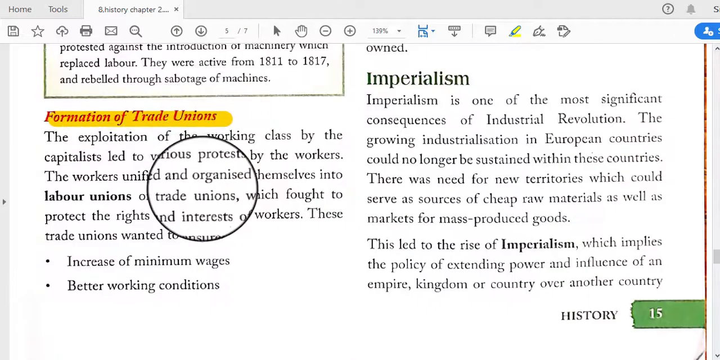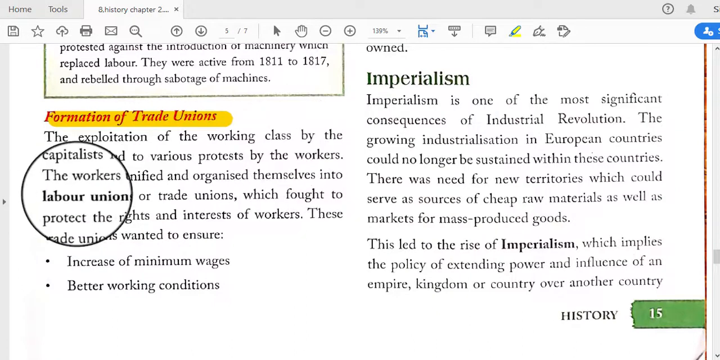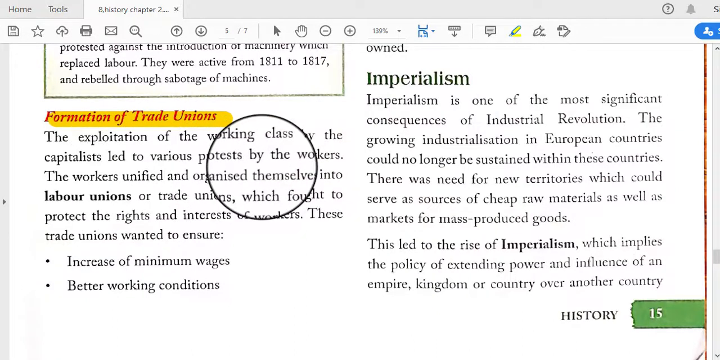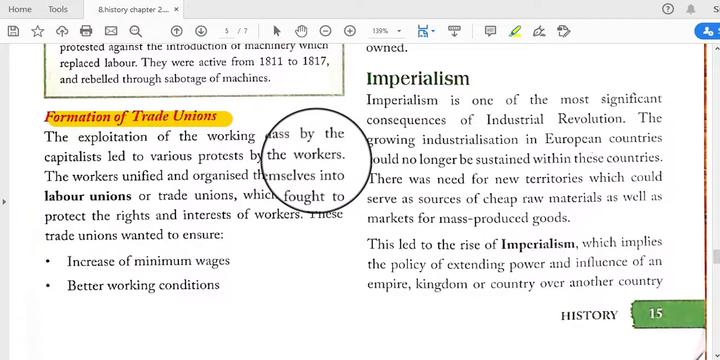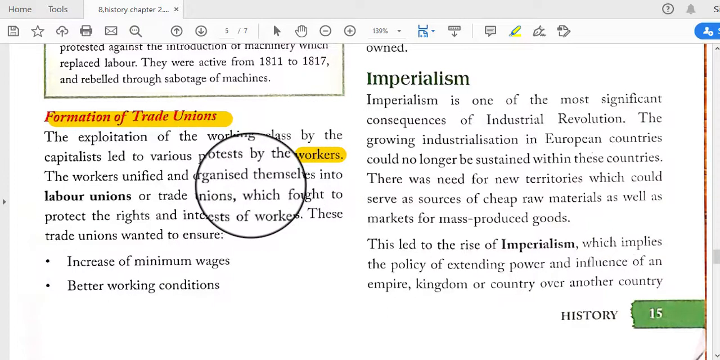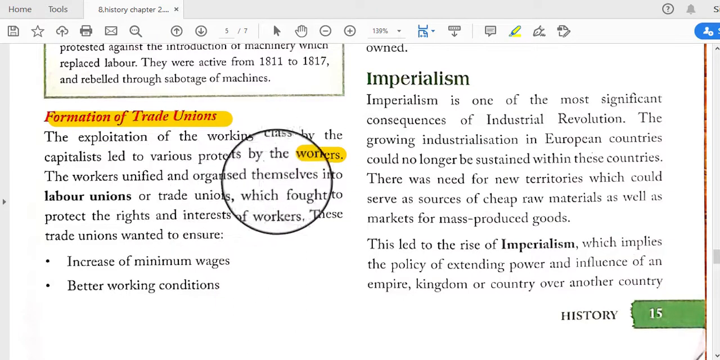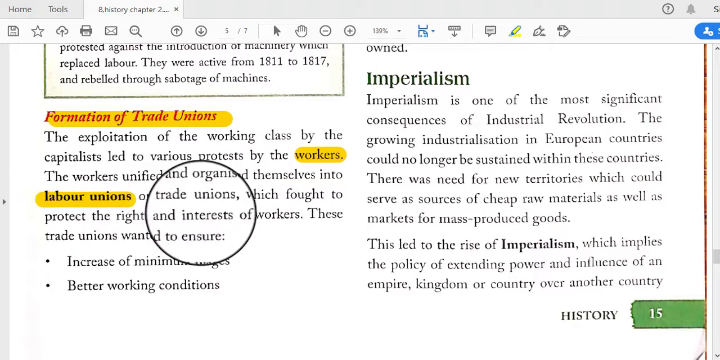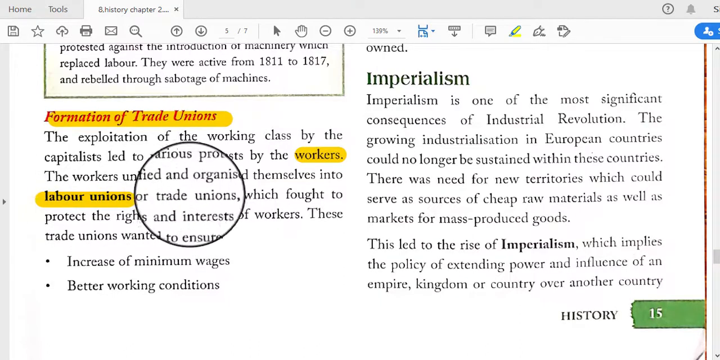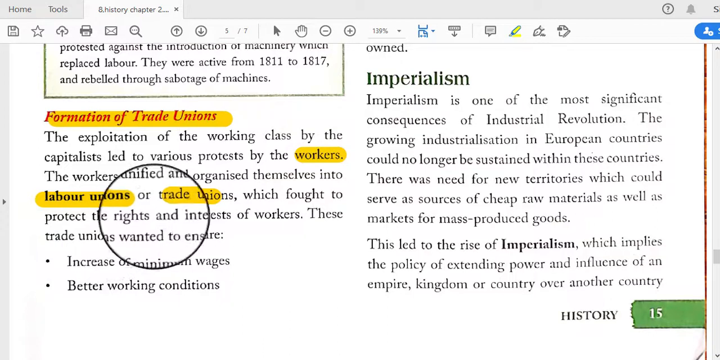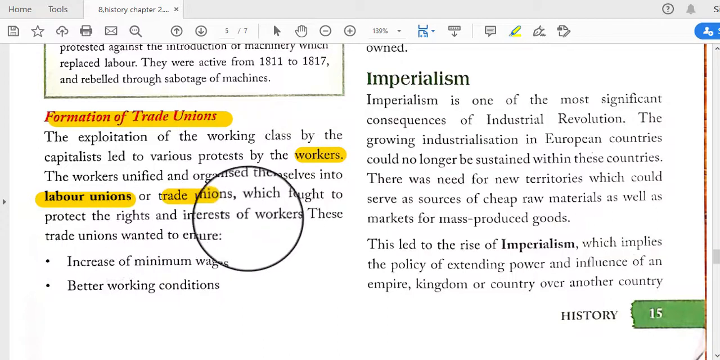Next is formation of trade unions. The exploitation of the working class by the capitalists led to various protests by the workers. So when the workers realized that capitalists always tried to force them, they gathered and formed a union, and the workers unified and organized themselves into labor unions or trade unions, which fought to protect the rights and interests of workers.